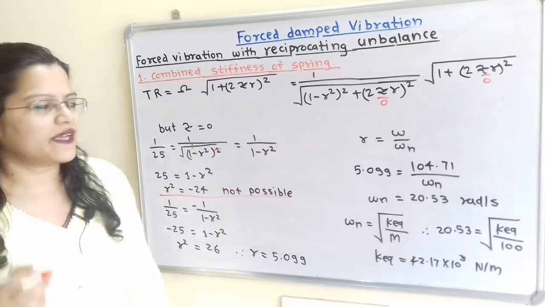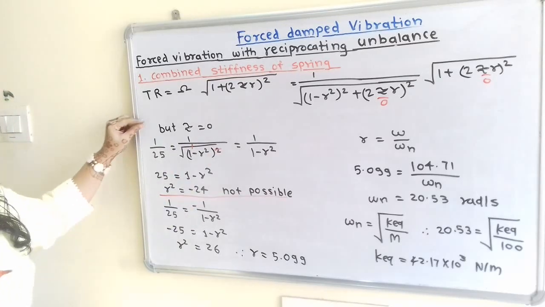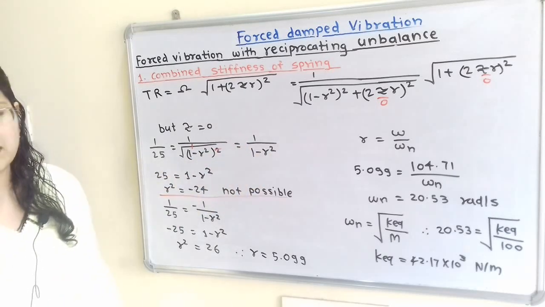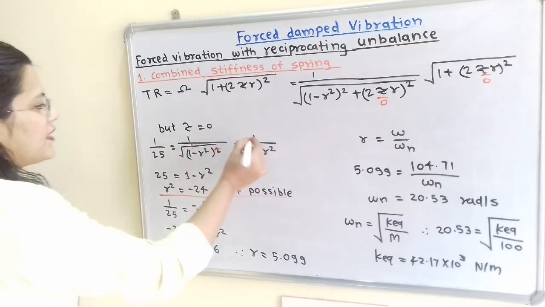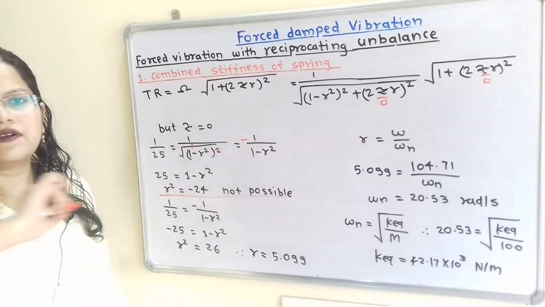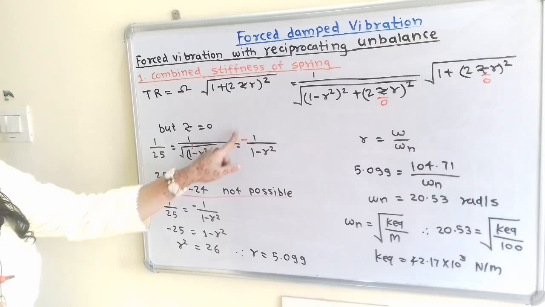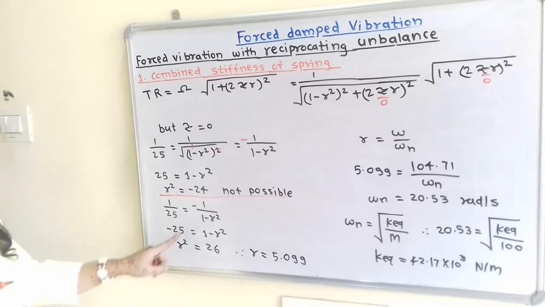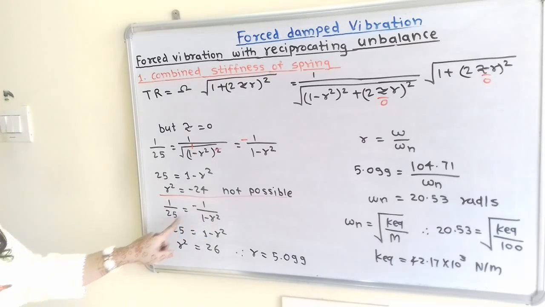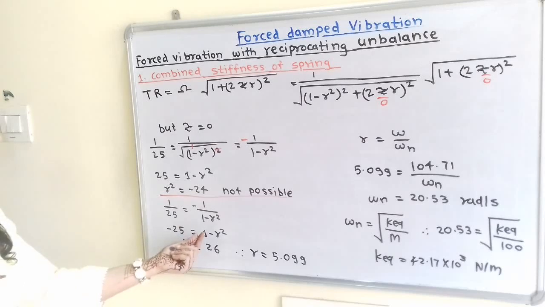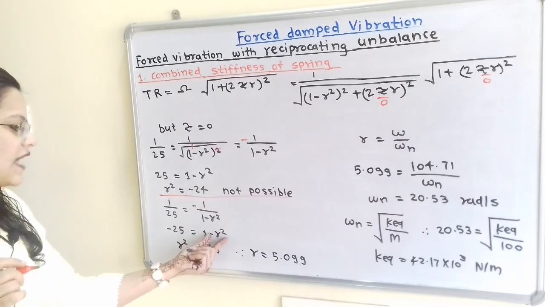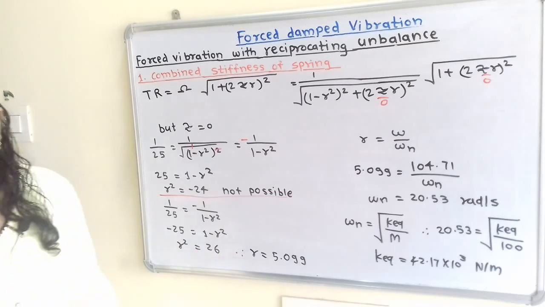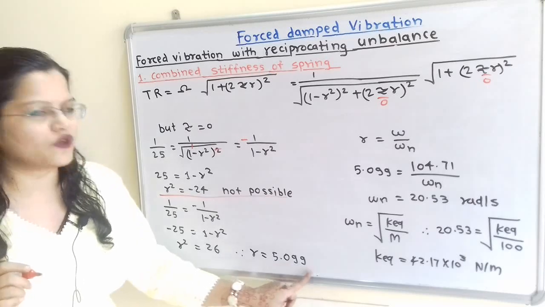So what is the other way? Now if we observe, we have taken here 1 by 25 is equal to plus 1 by 1 minus r square. So we can also take 1 by 25 is equal to minus 1 by 1 minus r square. So when we try this, that is with minus sign, then again we will make the cross multiplication. So 1 minus r square is equal to minus 25. So again we will simplify this. We will transfer this r square to the left hand side and 25 to the right hand side. So r square is equal to 26 and r is equal to 5.099.